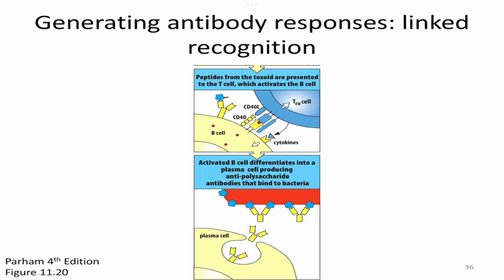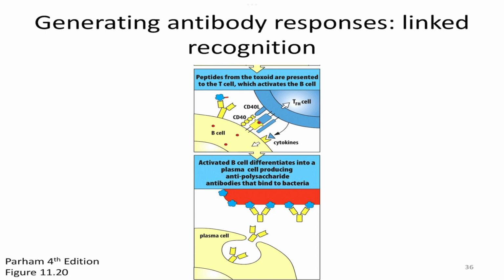Remember that our T follicular helper cell already had to be activated. It needed signal 1 and it needed signal 2. So that's going to be a whole other thing. We have to make sure we have good T cell activation to make a good B cell response. Our T follicular helper is going to provide CD40 ligand to bind to CD40. It's going to provide cytokines.